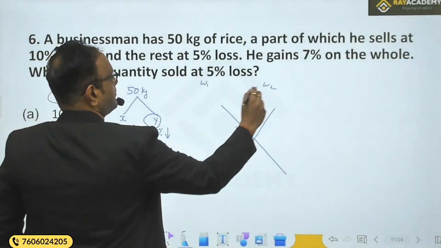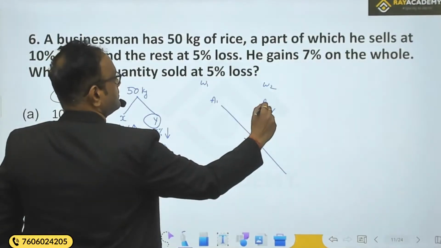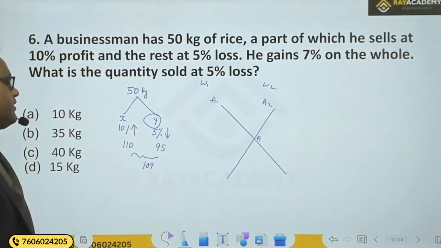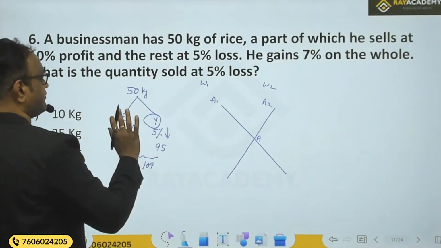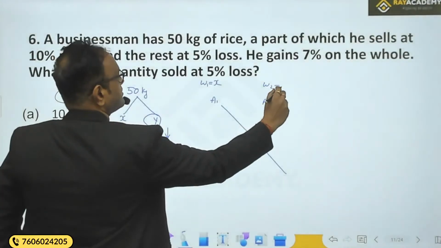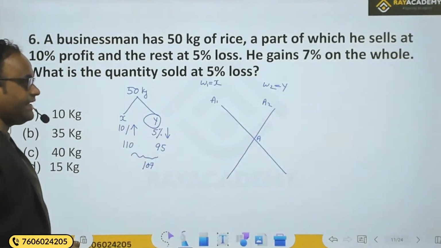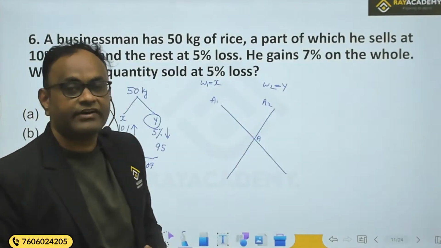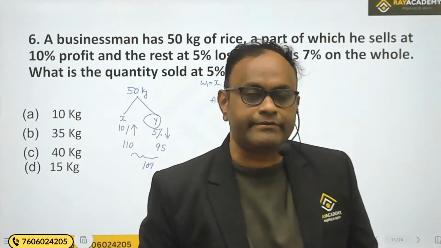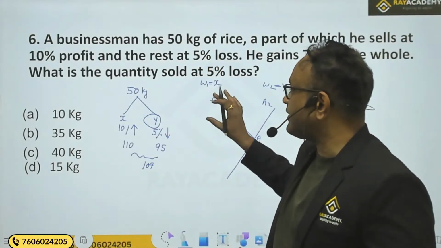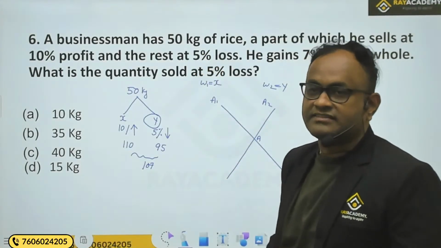W1, W2, A1, A2, A. Okay. Now what is W1? The weight of the first variety of rice, that is equal to X. This we don't know. What is W2? This is Y. A1 is what? First average. Now mind it, A1 is not always an average. Average can be anything. It might be average weight, average price, they were not necessary.